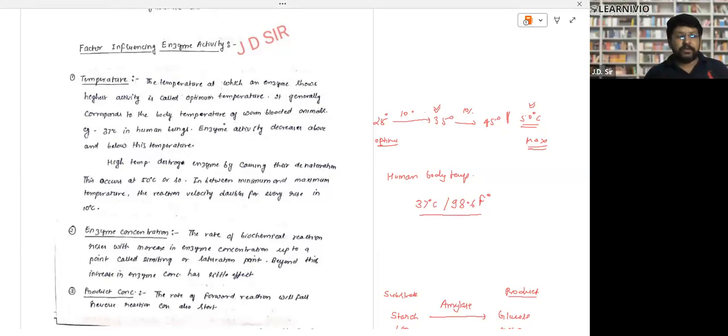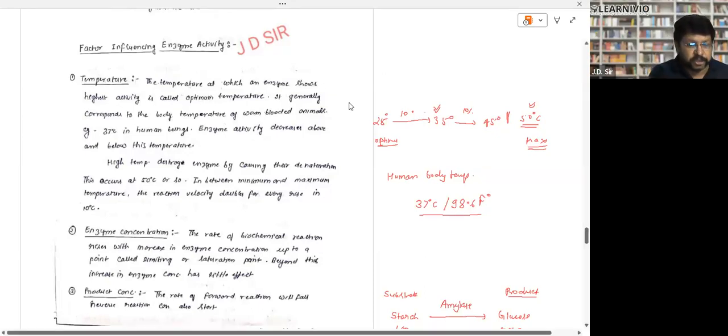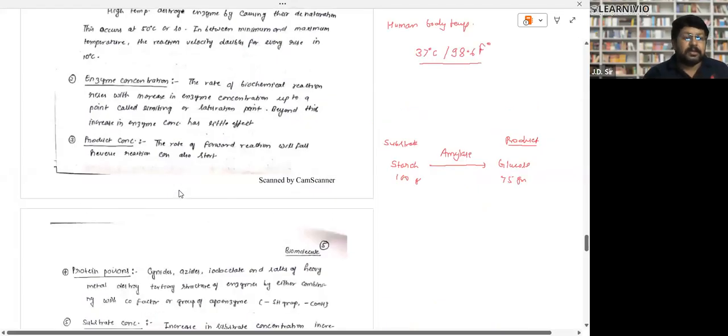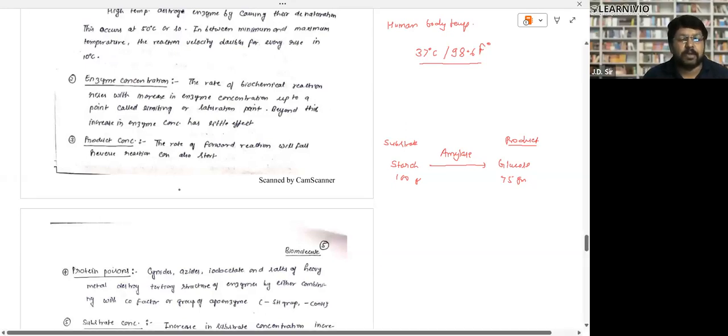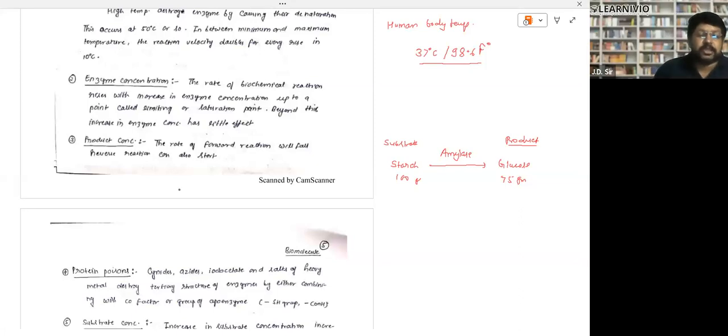Now concentration of enzyme. What will happen if the concentration of enzyme increases? The rate of biochemical reaction rises with increase in enzyme concentration up to a point that is called the limiting or saturation point, right? So till the saturation point, if the concentration of enzyme increases, the rate of reaction will increase. Beyond this, increase in enzyme concentration has little effect. Means after a particular point, if you increase the enzyme concentration, there will not be any impact or a very little impact.